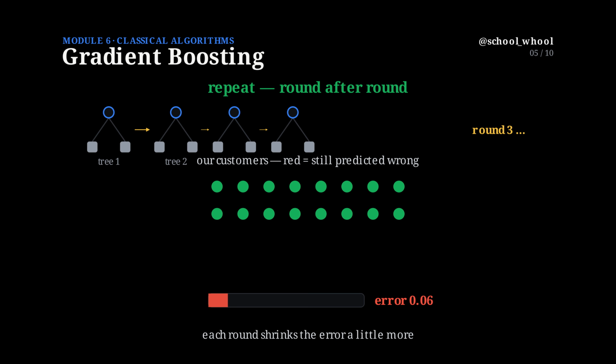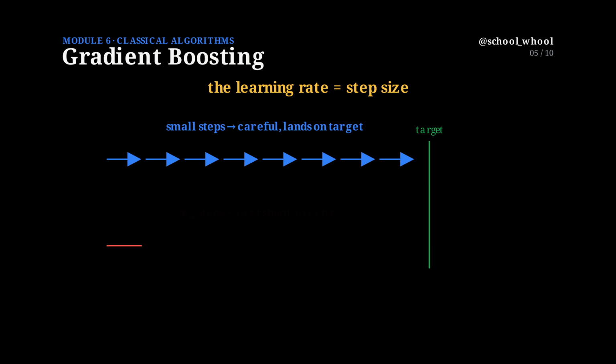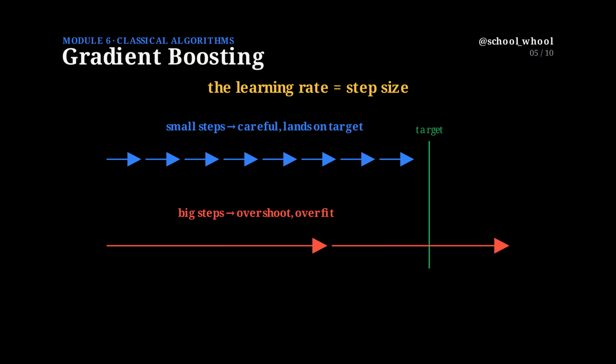That size of each step has a name, the learning rate. Small steps with many trees are careful and accurate, like easing into a parking spot. Big steps are faster, but risk overshooting and overfitting. Slow and steady usually wins.